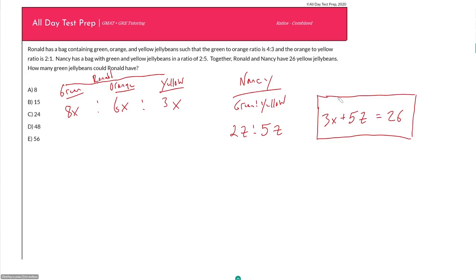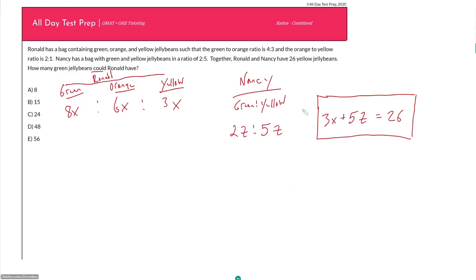Okay, so what does this mean? Can we do anything else? Can we get our z in terms of x as well, and we'd be able to solve for x, which I don't think we would be able to do. Otherwise, they wouldn't ask us how many green jelly beans could he have. So I think that's really as far as we can go.